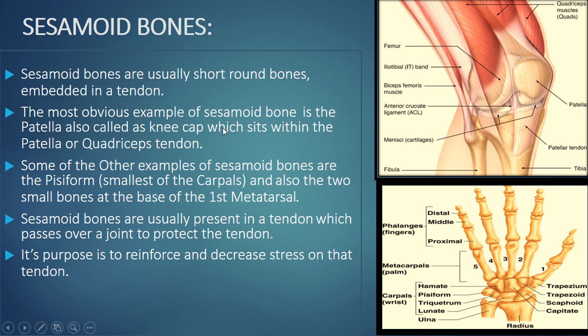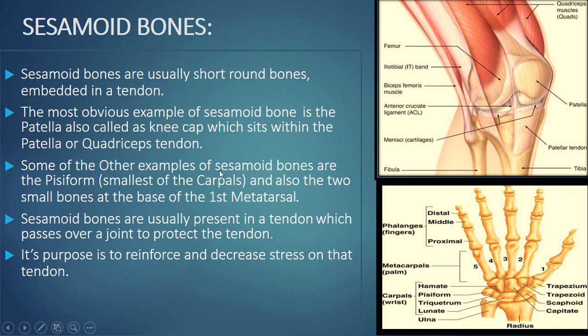The most obvious example of a sesamoid bone is the patella, also called the kneecap, which sits within the patellar or quadriceps tendon. Here you can see the patella bone, which is attached to this patellar tendon. This is a tendon, a type of connective tissue. It is being protected by this patella bone.